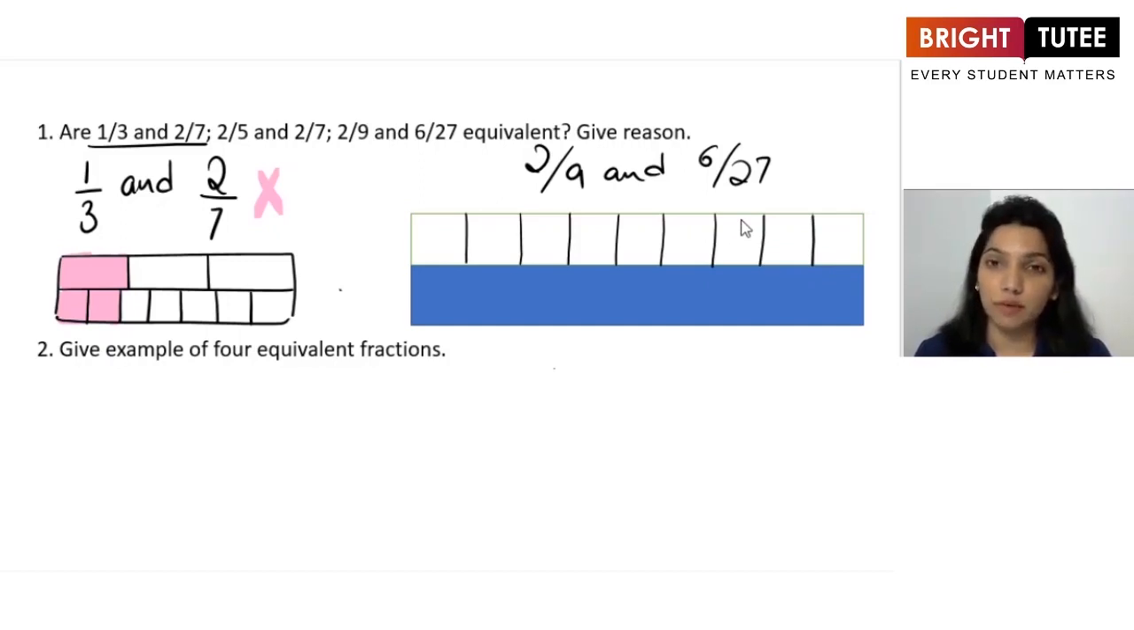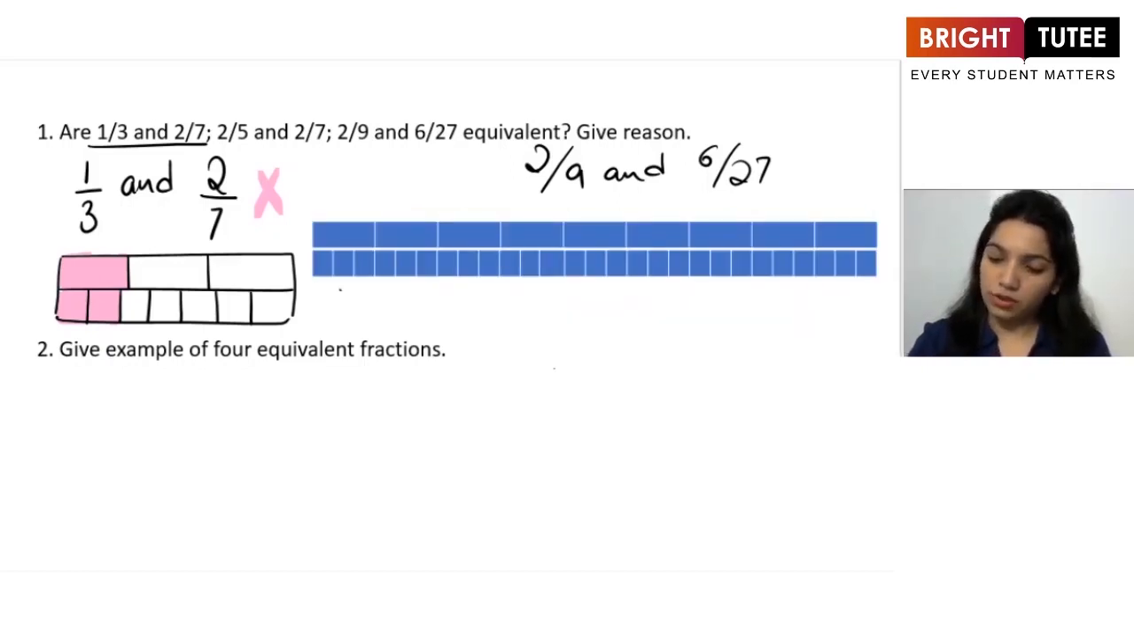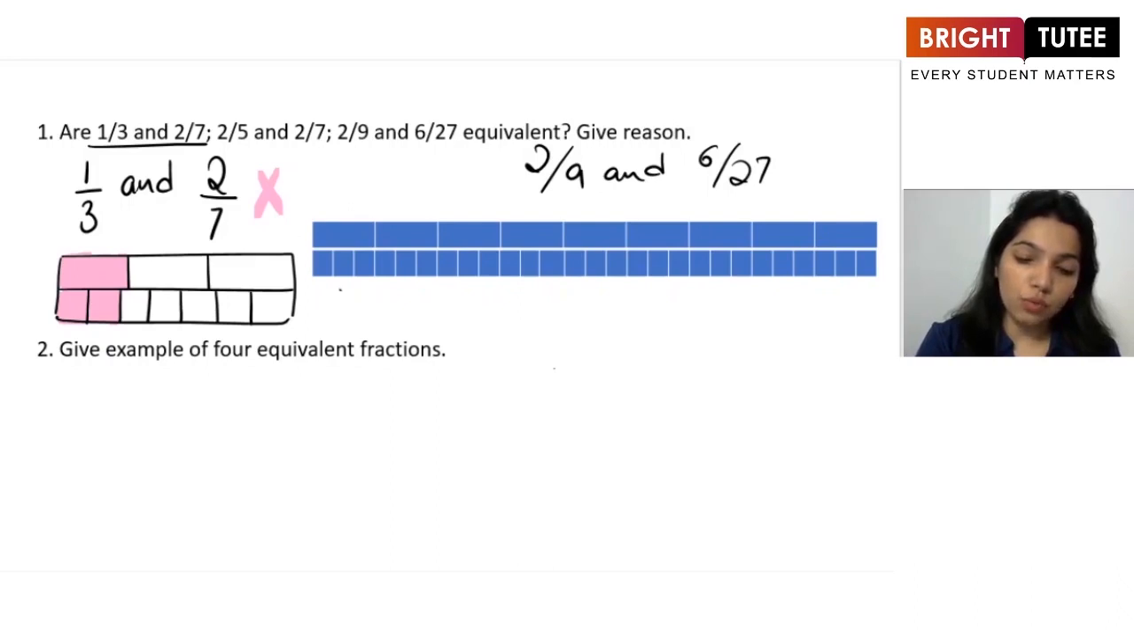It's really difficult for me to draw with a rough hand how I can make 27 boxes, so I'll just put an image here for you. Now what we have in front of us is a pictorial representation of 2 over 9 and 6 over 27. In the first box, you have got 9 divisions, and out of these 9 divisions we are going to shade how much?